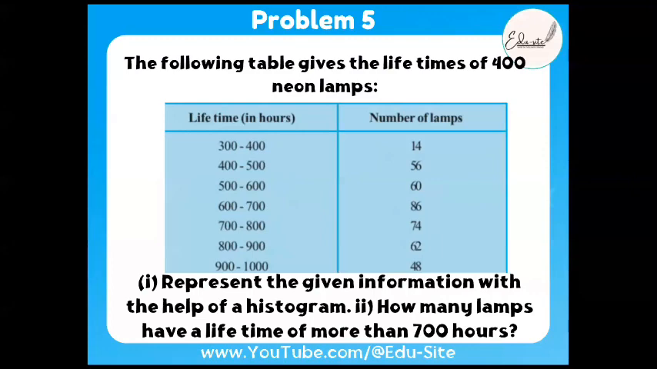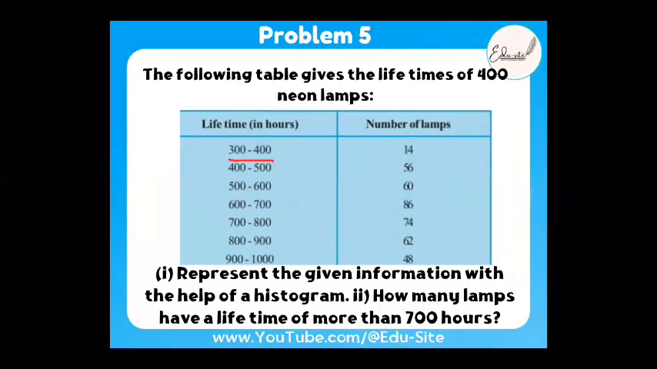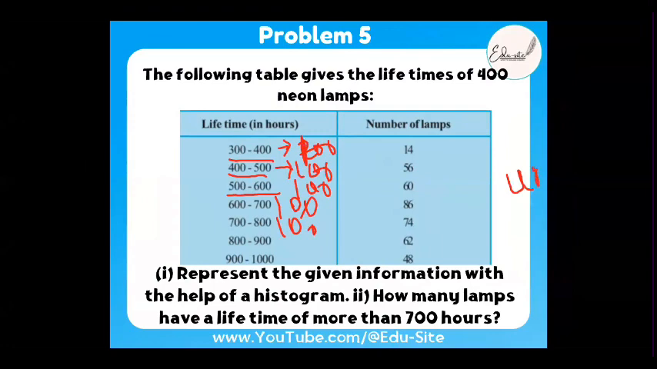Problem number 5 we solved in the last class. Is it varying or uniform width? Can you please tell me? 300 to 400, is it 200 or 100? It's 100. 400 to 500, it's 100. 500 to 600, 100. 600 to 700, 100. 700 to 800, 100. So is this varying or uniform?